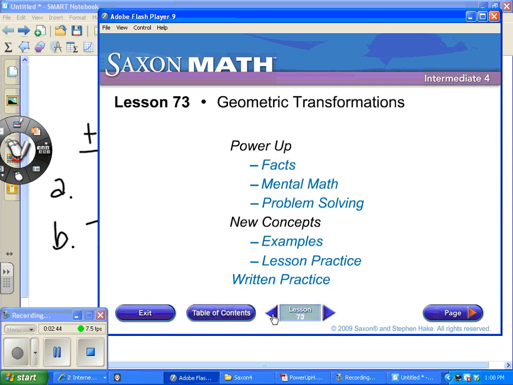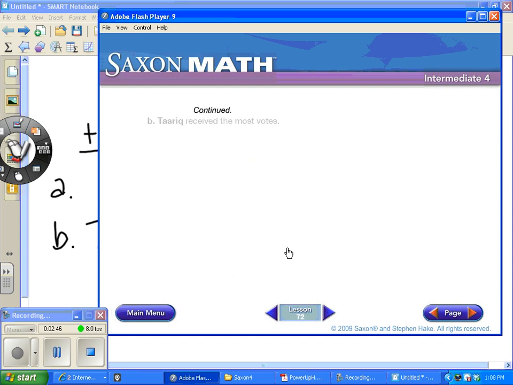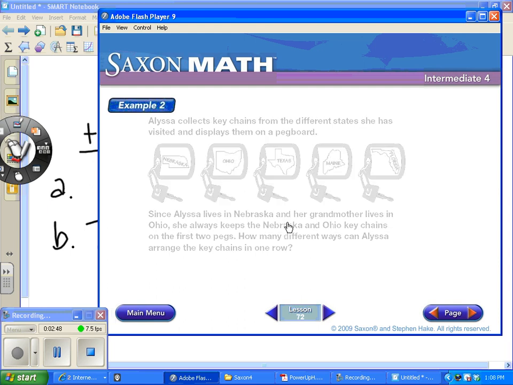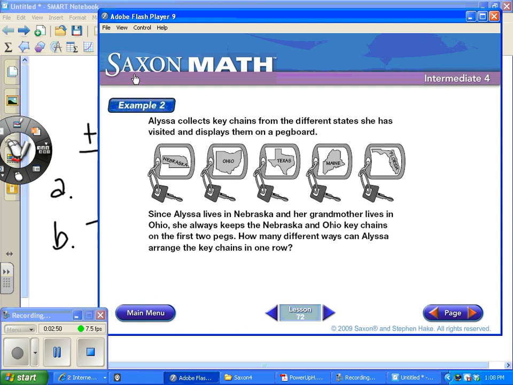Let's look at example 2. Alyssa collects keychains from different states she's visited and displays them on a pegboard. Since Alyssa lives in Nebraska and her grandmother lives in Ohio, she always keeps the Nebraska and Ohio keychains on the first 2 pegs. Okay? How many different ways can Alyssa arrange the keychains in one row?